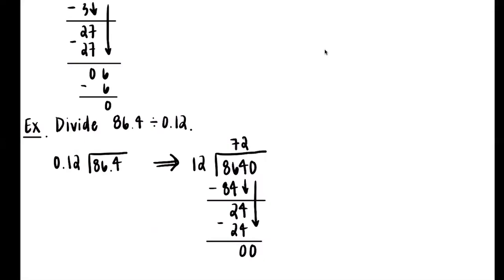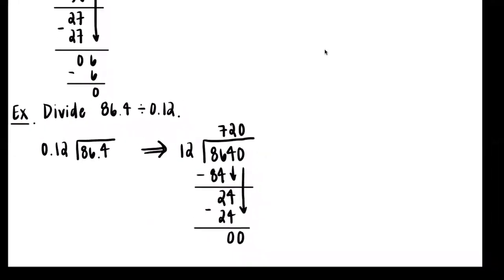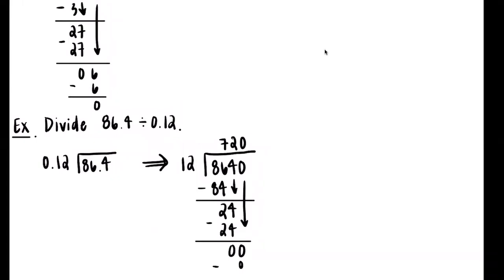Well, if you look at this, 12 is then going into 0. Well, how many times is 12 going to 0? 0 times. 12 times 0 is 0. And now we get our remainder of 0. So therefore, our final answer, notice we don't have any decimal points. So 720.